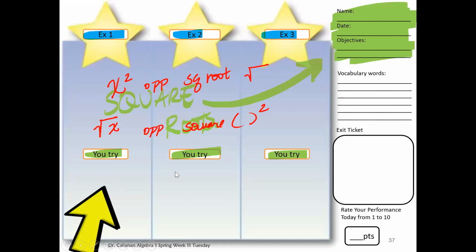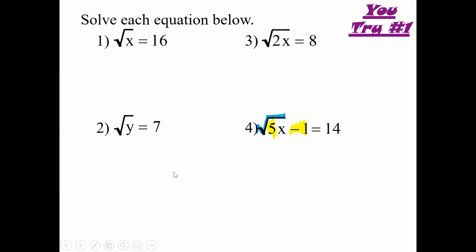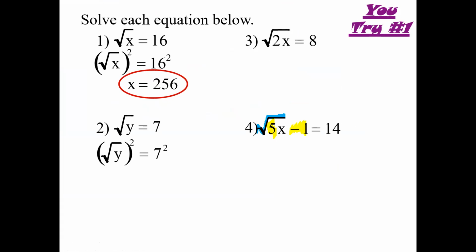Next, you're going to try this one on your own. Here I have 4. You can pick any 2 of your choice to try. All right, let me show you the answers for them.